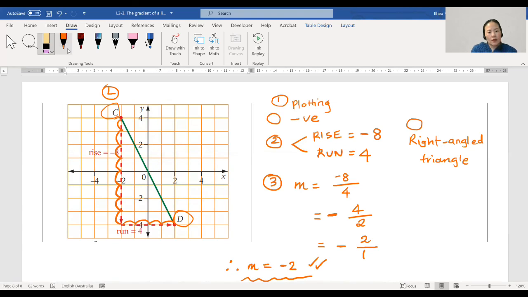So first step was you're plotting them and you decide whether it's a negative or positive gradient. In this case, it was negative. And then form the right angle triangle. And then I'm going to count the spaces for rise and the run. And then I'll find my gradient.